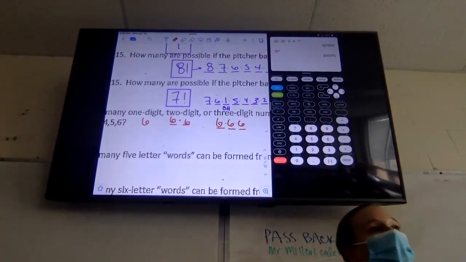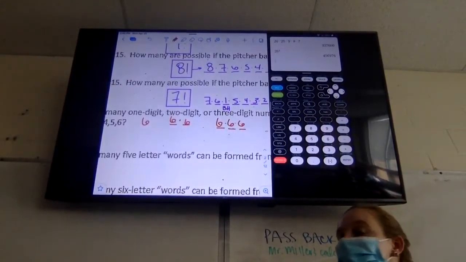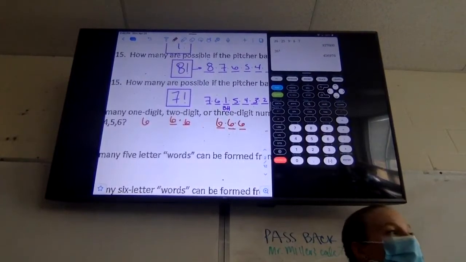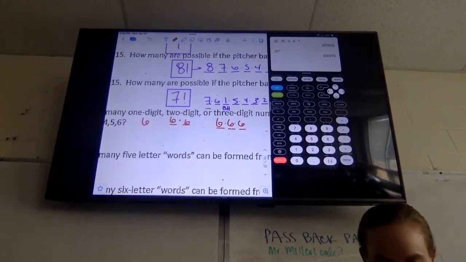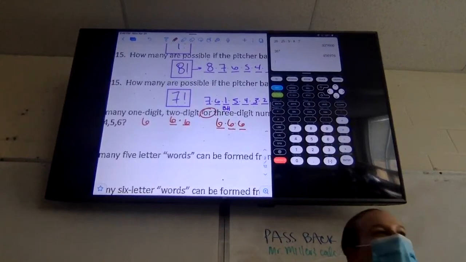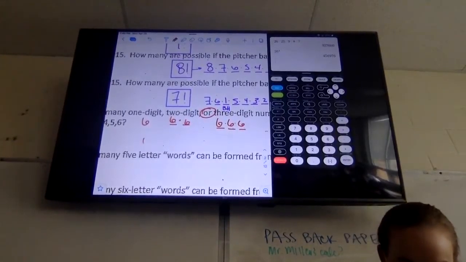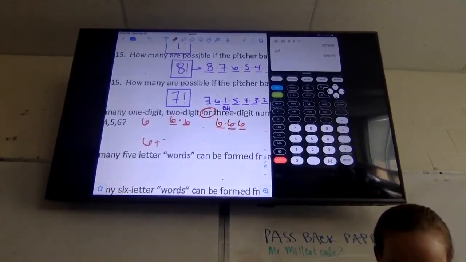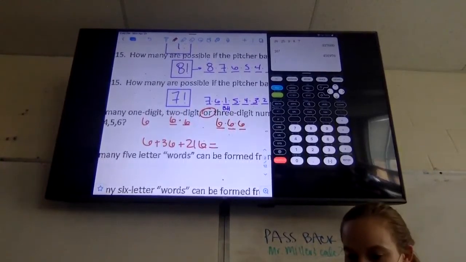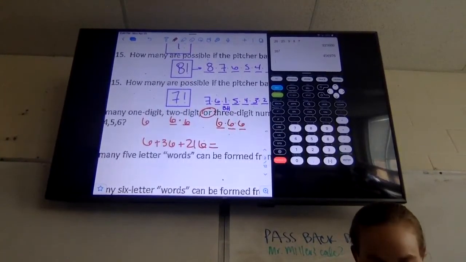Okay, now that I have these options, I'm not going to multiply them separately together. I'm going to add them together. So the key word here is or, and again, we'll do more of these problems on another day. But anytime I say it's okay if we have this, or if we have that, or if we have that, we add them together. So it's going to be 6 plus 36 plus 216. Which last time I did this, I got 258.